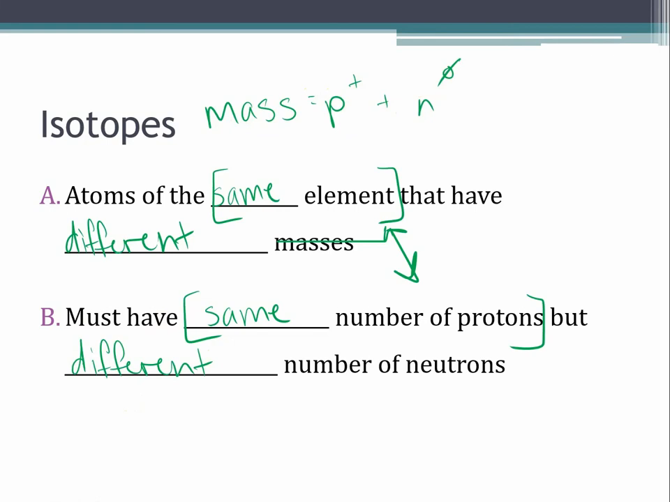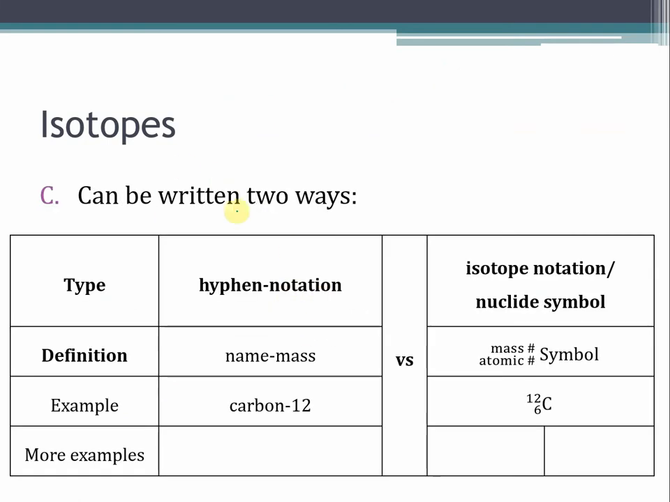We have two different ways that we can write our isotopes. All right, two different ways to write these. There's hyphen notation, so named because there is a hyphen in it, right? Hyphen right there. And there is isotope notation, or the nuclide symbol. So hyphen notation is easier to write. It's just a name and its mass number. And again, that mass is the protons plus the neutrons.